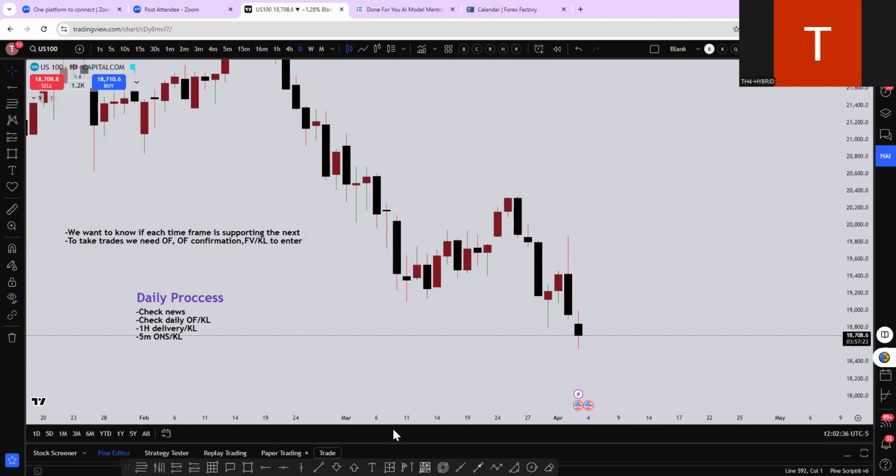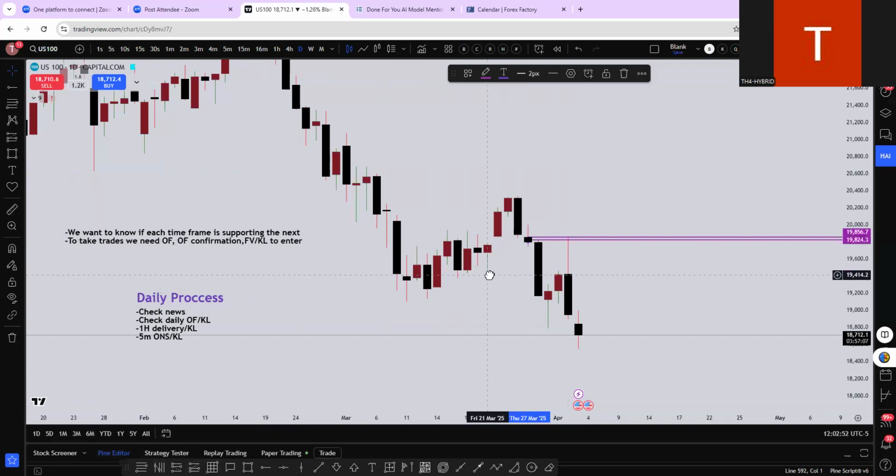So like here, we're going to look left. We're going to see how the previous day closed. This day closed bearish. We're coming off of key levels. So on the daily, we don't want to mark up 100 key levels and things like that.